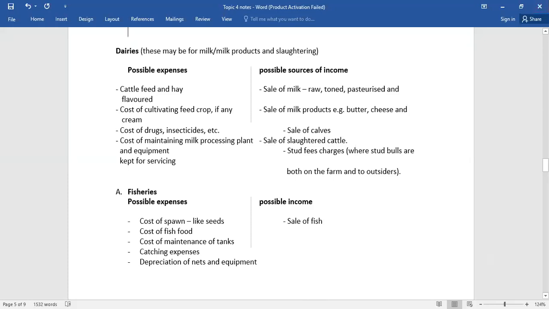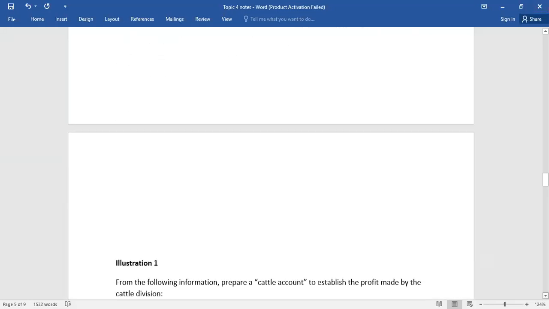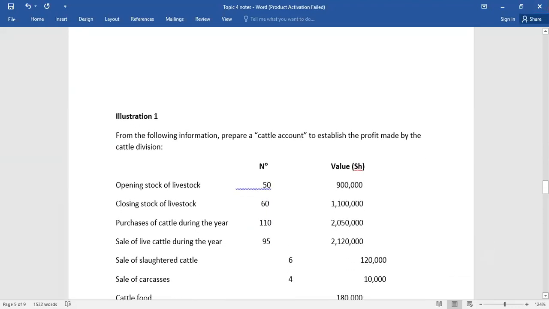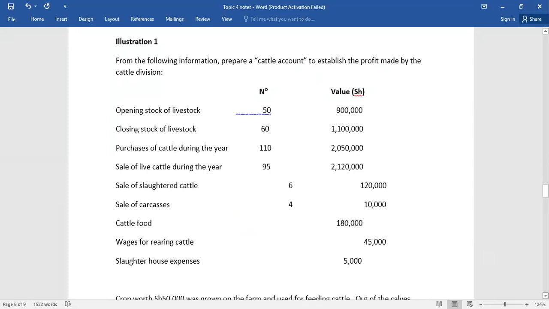The expenses are there. They are in your notes. You can check them. So let's have an illustration and see how it pans out. So you have an illustration there. We have the information and you've been asked to prepare a cattle account. So you have the opening stock.